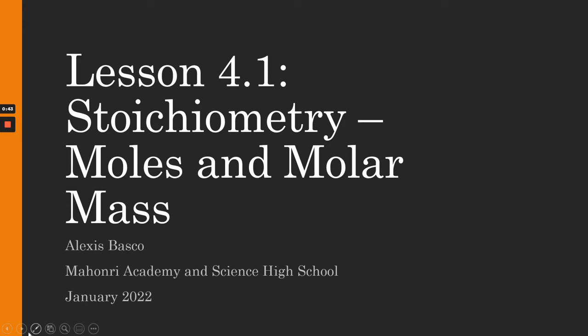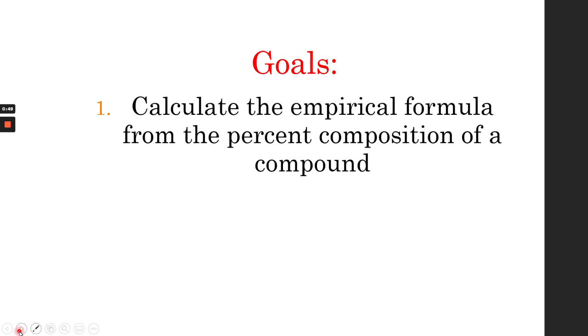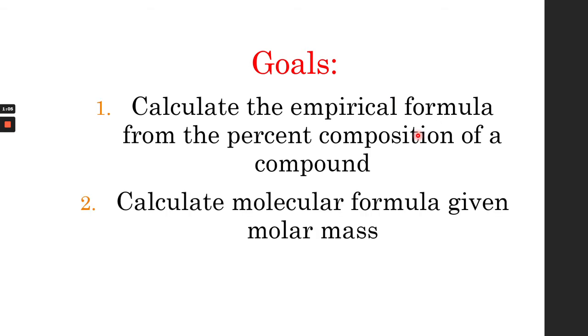So at the end of today's lesson, what I want everyone to be able to do first is to calculate the empirical formula. I hope you remember what empirical formula is. They're the most basic formula of any compound from the percent composition of a compound. So if you know the percent composition of a compound, how can you identify the empirical formula? And also be able to calculate the molecular formula. Okay, so I hope you remember what molecular formula is. It's basically a formula that shows all the elemental makeup that makes a compound. So if you have a molar mass of a compound, how can you identify its molecular formula?